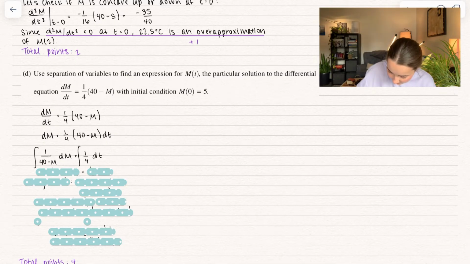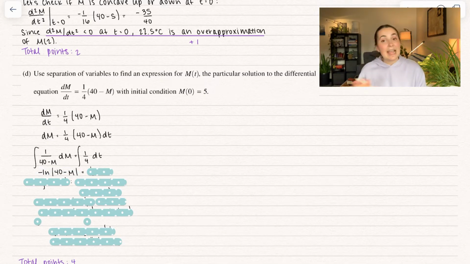So on the left side, when we integrate, it's going to be natural log of 40 minus m, but actually it's going to be negative natural log, right? Because the derivative of 40 minus m is negative 1. So we need to make sure we include that extra scalar. And on the right side, that one's nice. That's just going to be 1/4 t plus c.